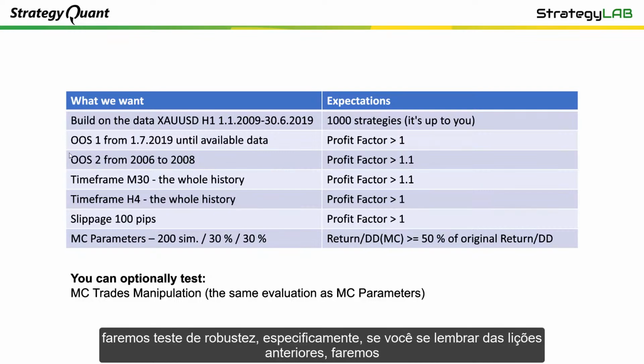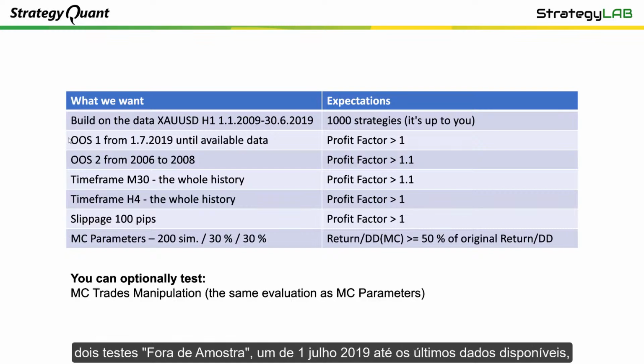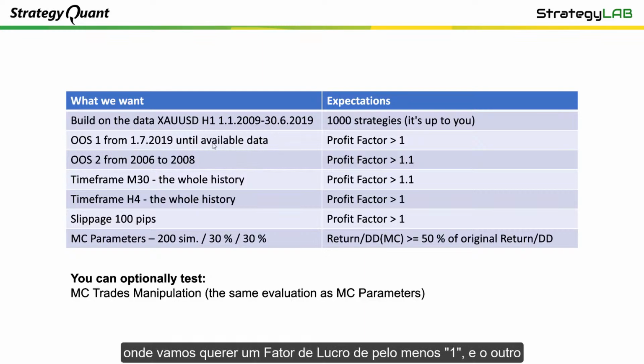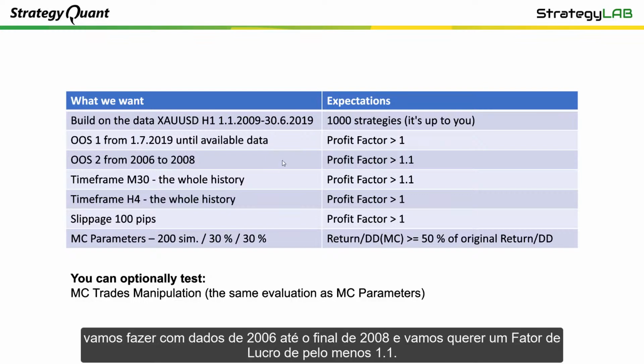Specifically, if you remember the previous lessons, we will do 2 out of sample tests. One from July the 1st, 2019 until the last available data, where we will want a profit factor of at least 1. And the other one we will do on data from 2006 to the end of 2008, and we will want a profit factor of at least 1.1.